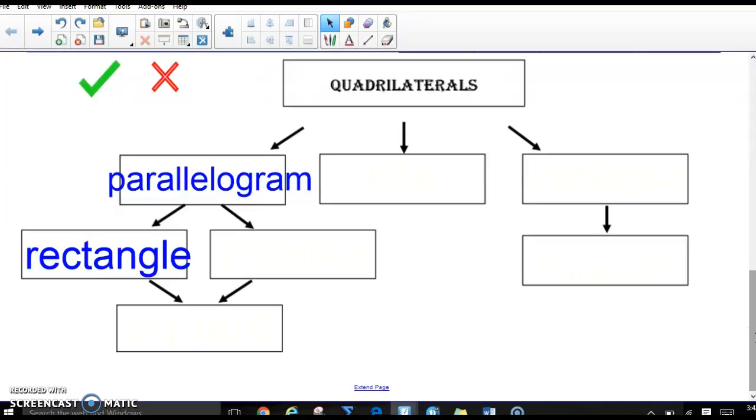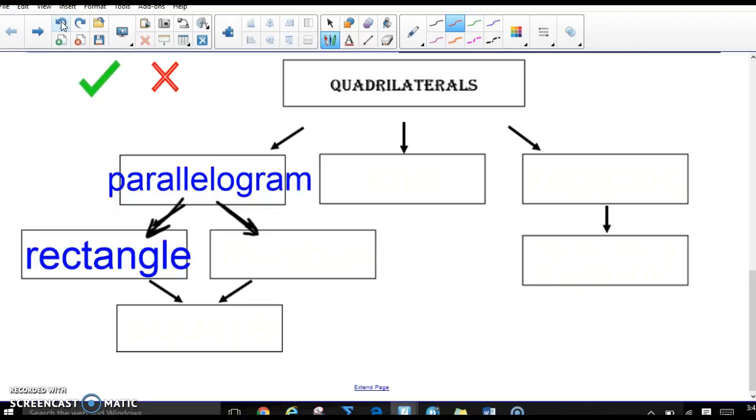Rectangle belongs in this location on this flow chart. And remember that these arrows are very important. The fact that the arrow is going this way rather than going upwards is very important. The arrow facing downward is saying all of the rules from parallelogram apply to rectangles. So anything that was true for a parallelogram is true for a rectangle.